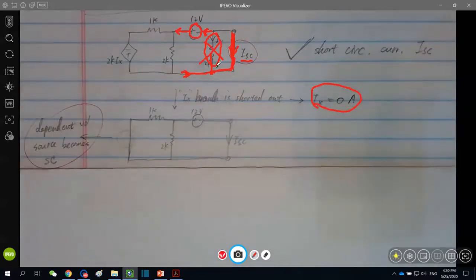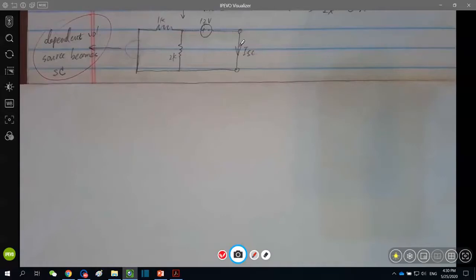Also, meantime, due to the 0 Ix, the dependent source voltage value is 0 too. So 0 voltage means short circuit here. So here we go, this is the resulting circuit we are going to find ISC from. Okay, this procedure is a little bit tricky, so slow down and try to digest and learn something out of it. And then how to find the ISC from this circuit?